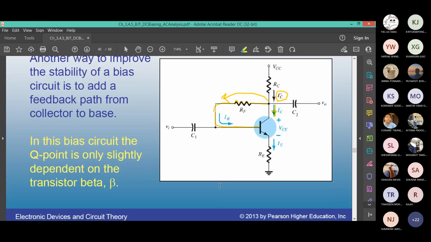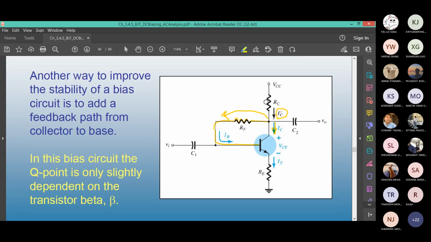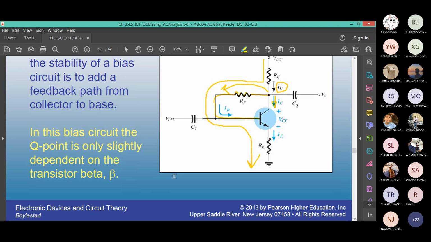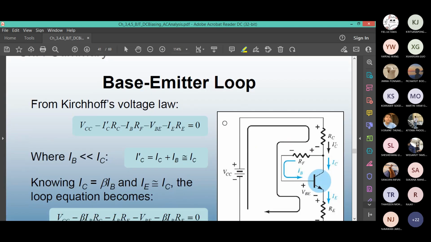We can also solve the input and output loop. If I look, VCC minus IC prime RC minus IB RF minus VBE minus IE RE equals 0. That's quite a lot. I admit that. See, so many terms. VCC minus IC prime RC minus IB RF minus VBE minus IE RE is 0.